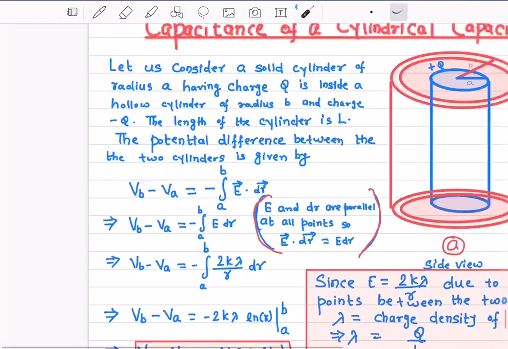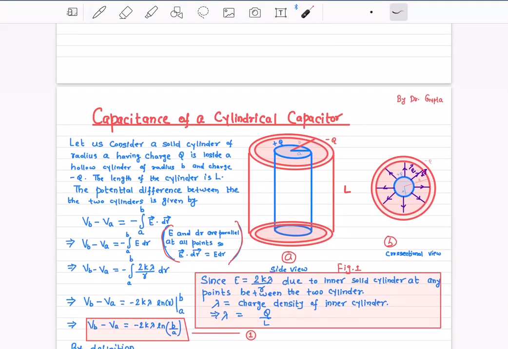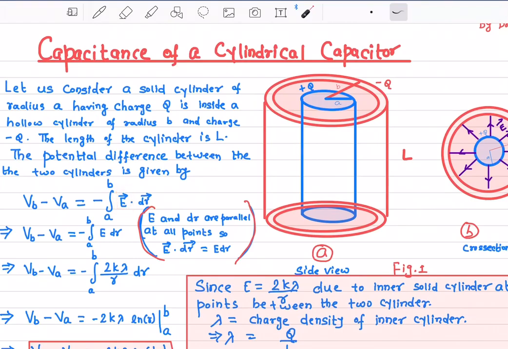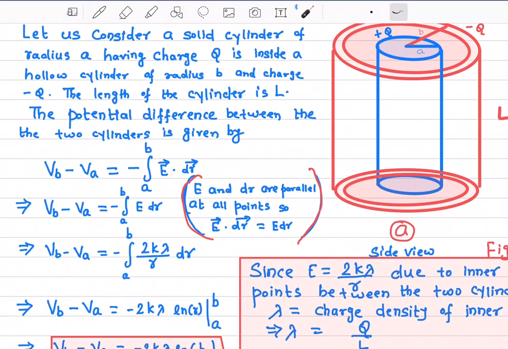From A to B, what does that mean? Here E vector is the electric field at any point between the cylinders. In order to find the total potential, we just integrate from this surface to the outer surface, the outer cylinder, which has radius B. And again, as I mentioned, E is the electric field.